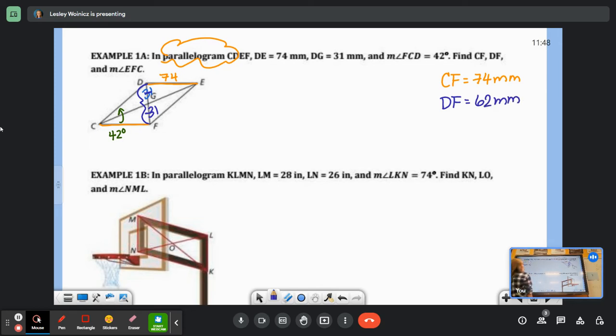Okay, the measure of EFC. That's the big angle. That's this one. So those are not opposite. They are consecutive. So what do our little theorems say about consecutive angles? They're either congruent or supplementary. I'll give you a hint. In a parallelogram, supplementary. Write this down.